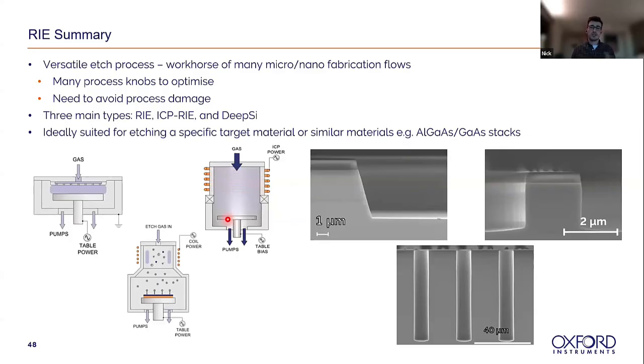Similar to ion beam etching, there are three main types: the planar RIE, the ICP RIE, and deep silicon etch. And RIE is ideally suited when you're trying to etch a specific target material. So it's very good at tuning the selectivity targeting a material, in comparison to ion beam etching, which will quite happily etch through lots of different materials.